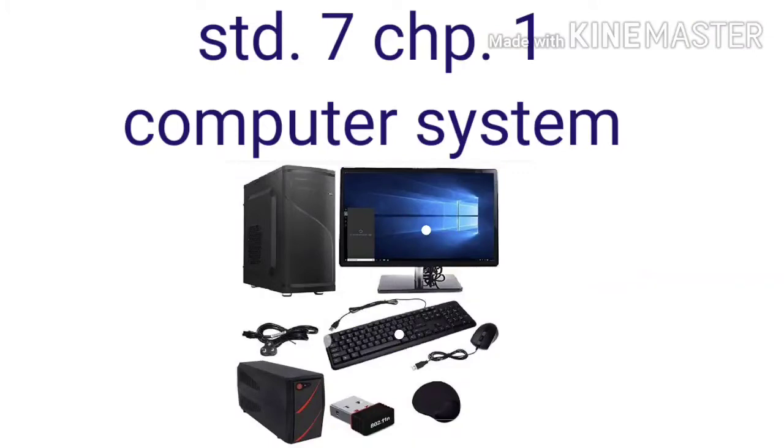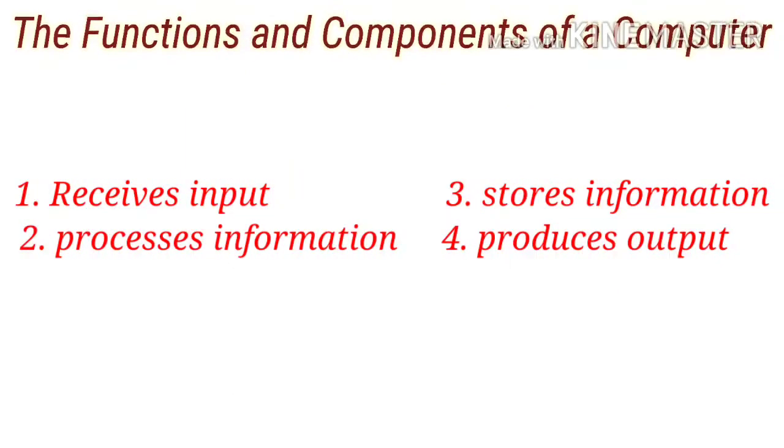Standard 7th, Chapter 1, Computer System. The functions and components of a computer. First, it receives input, processes information, stores information, and produces output.